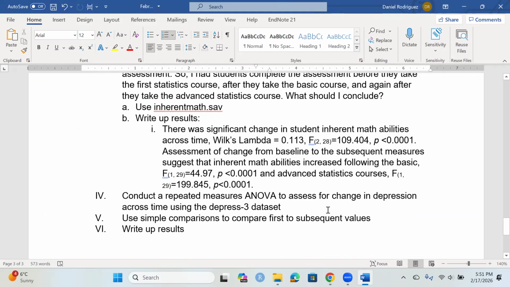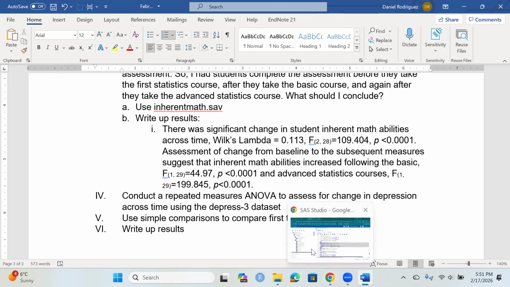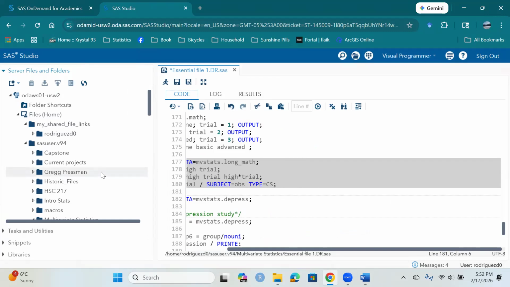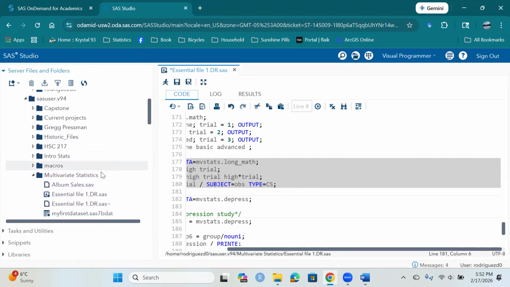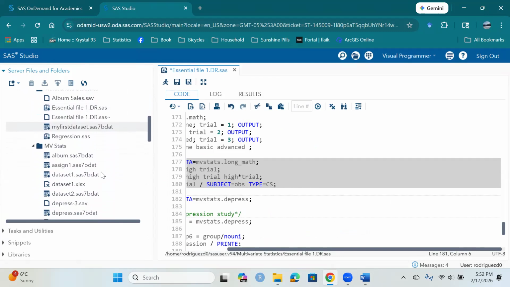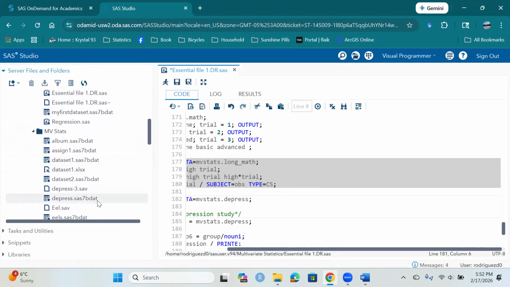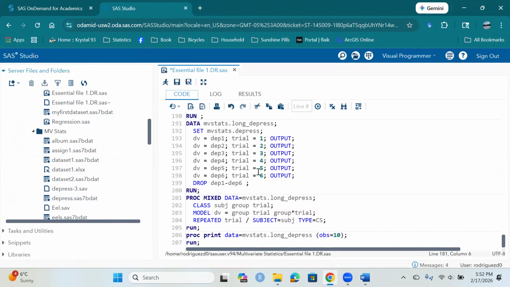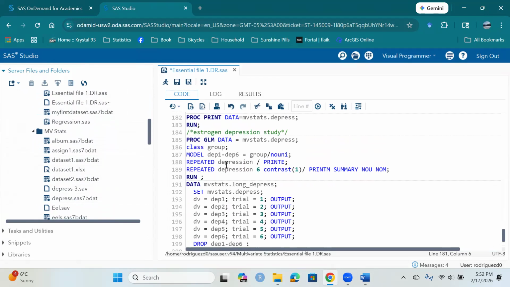Conduct a repeated measures ANOVA to assess the change in depression across time using the DEPRESS-3 data set. So there's a data set called DEPRESS-3. You want to use that and do the same kind of assessment. Let's open that data set so you can see what it's like. Here it is, DEPRESS-3. I just called it DEPRESS SAS. I downloaded it.